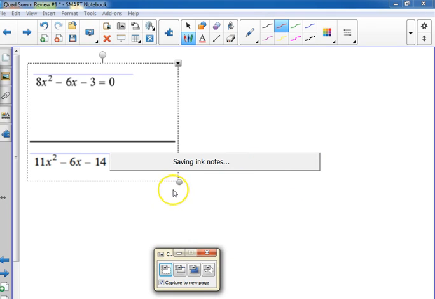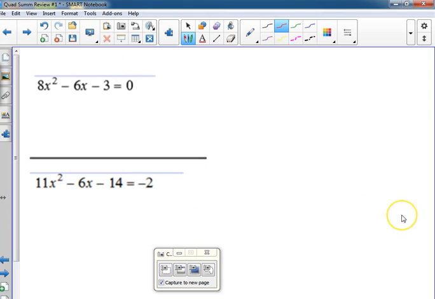Okay, let's try these two problems. Quadratic formula practice. Want to do one together and one on your own? Or you want to try them both on your own? Try them, okay? Do them on your own. I will go really slowly as I write them up here.